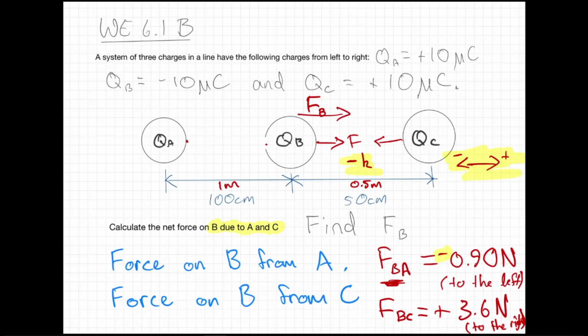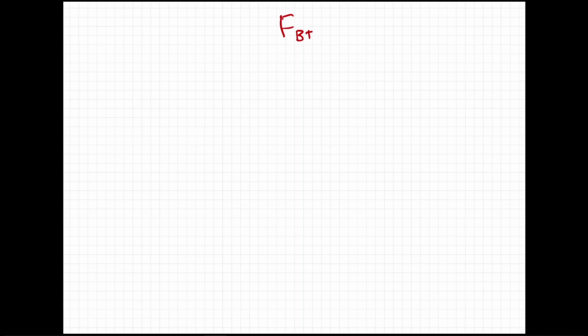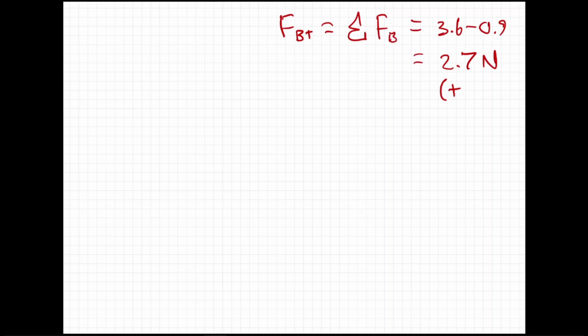Okay, can I move on to the next page and we'll quickly chuck the total up there? So F on B total equals the sum of all F on B, which equals 3.6 minus 0.9, yes? One's to the left, one's to the right. There's a difference there. We end up with 2.7 newtons. In which direction? We know it is positive. In this case, the math actually does tell us. The negatives do tell us in accordance to our reference frame.